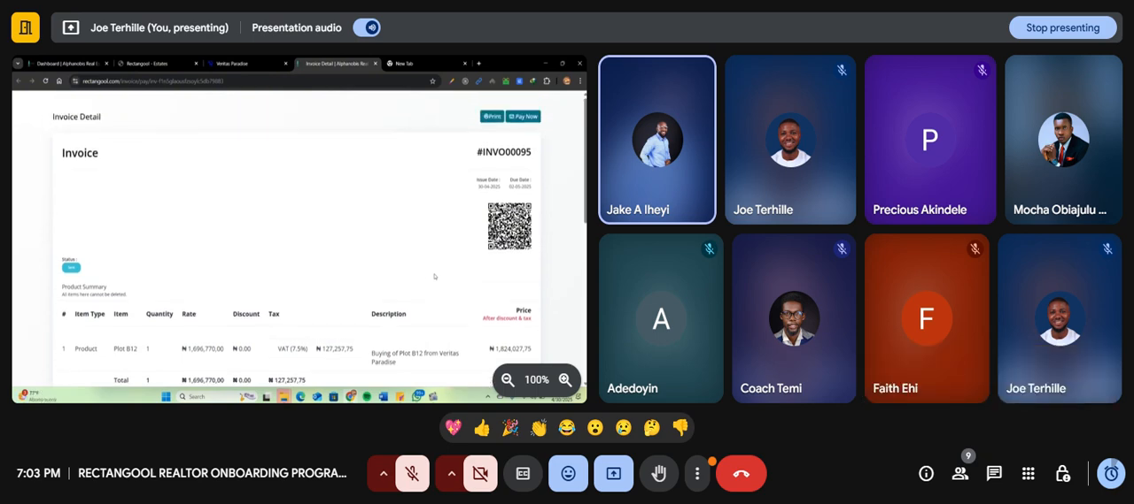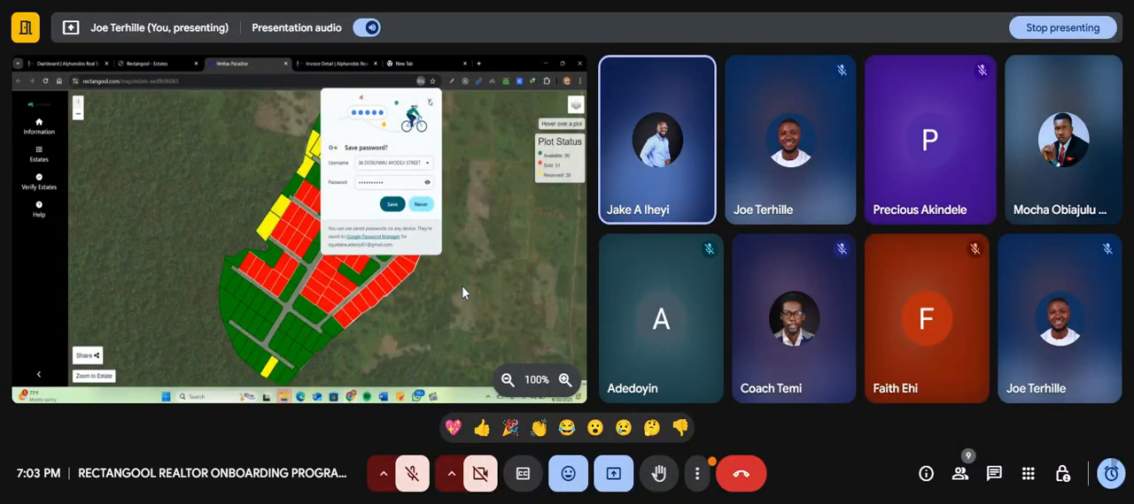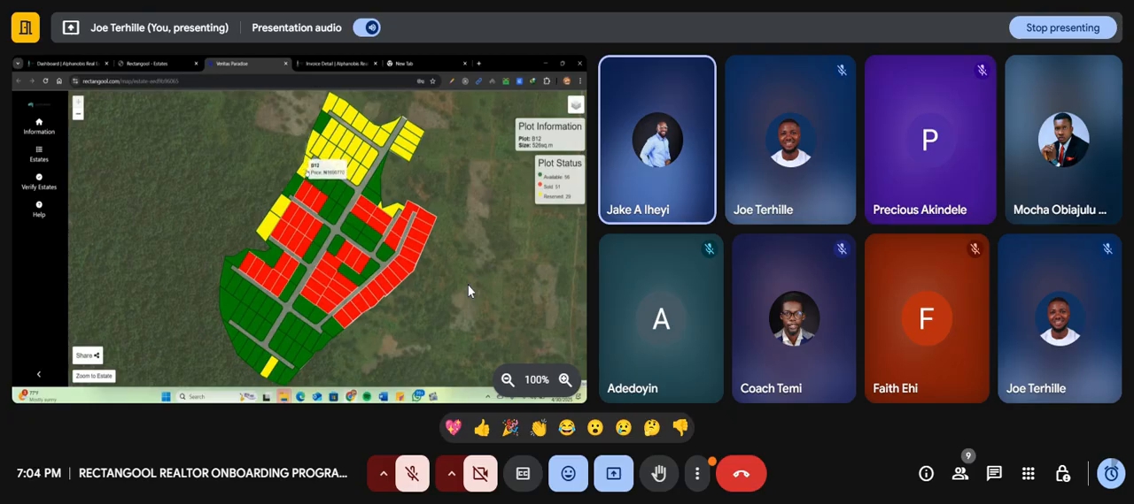And the moment I do that, I'm able to log into my customer dashboard to view my payment history, my payment details, and proceed to processing my documentation for my asset as well. Now, if you notice, immediately that was done, this particular plot changed from green to yellow. That simply signifies that this particular plot has been reserved.